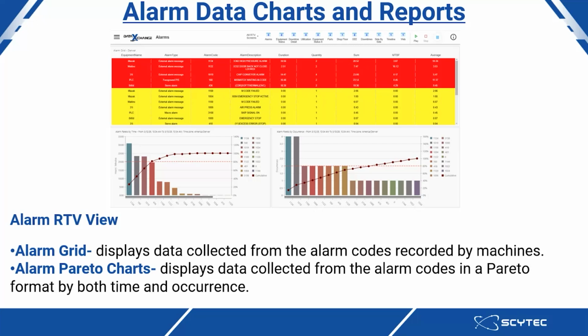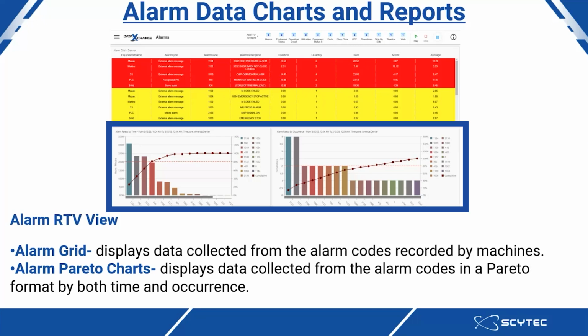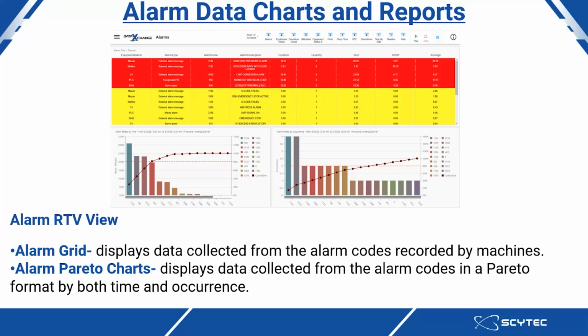And then below that, we also have alarm Pareto charts, which displays data collected from the alarm codes in a Pareto format by both time and by occurrence. So if you look over on the Pareto chart on the left, it'll show you the alarms by time. And then over there on the right, the different chart that you see there is showing the alarms by occurrence.